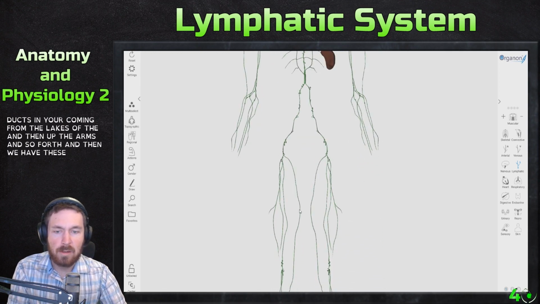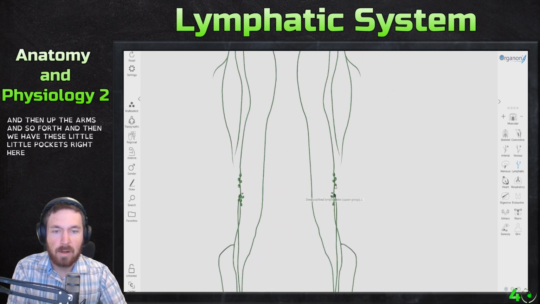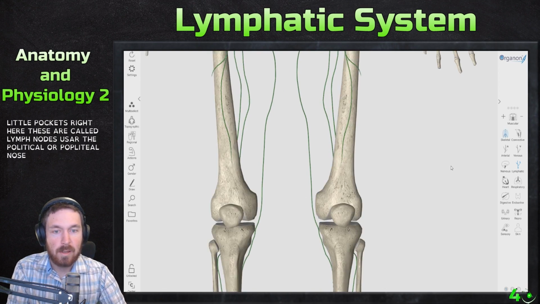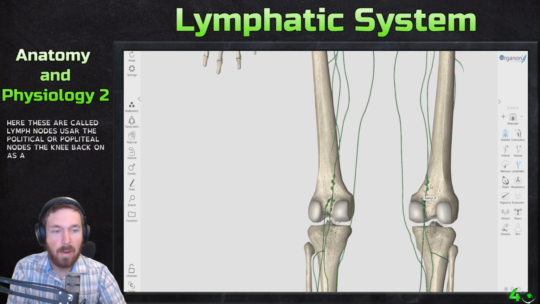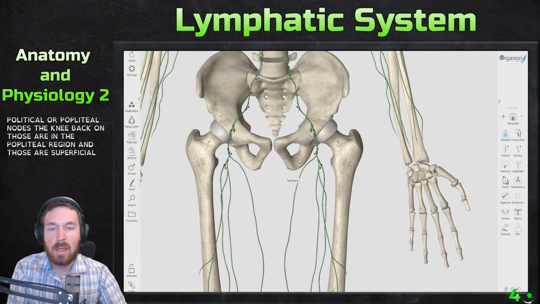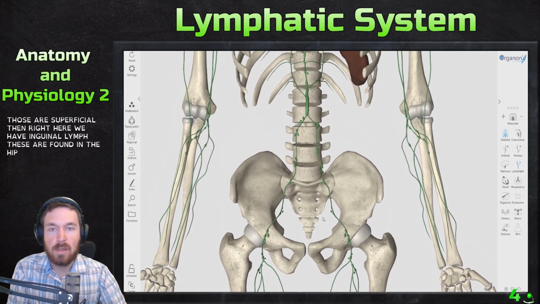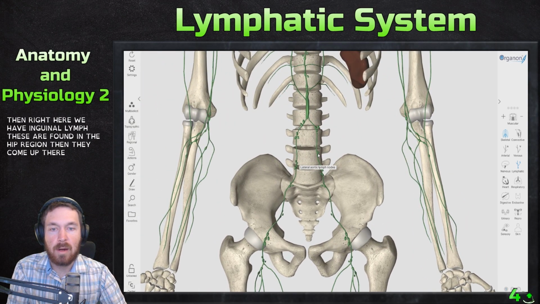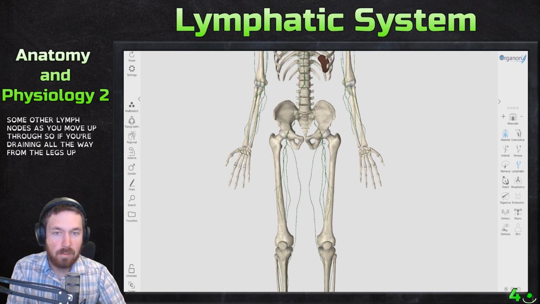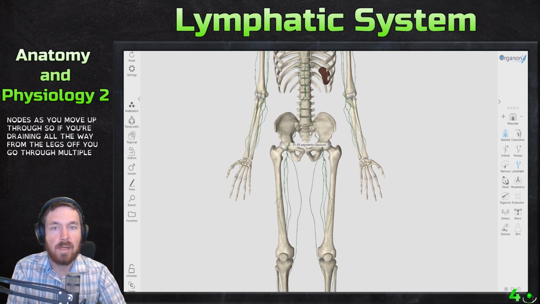And then we have these little pockets right here. These are called lymph nodes. These are the popliteal nodes. So if we put the knee back on, those are in the popliteal region, and those are superficial. Then right here we have inguinal lymph nodes. These are found in the hip region. Then they come up through here, and there are some other lymph nodes as you move up. So if you're draining all the way from the legs up, you go through multiple lymph nodes in that process.